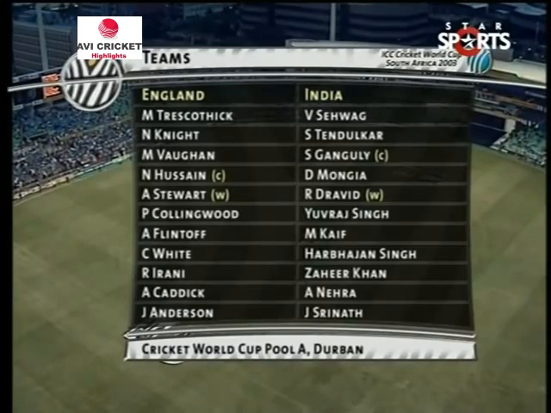For England, Trescothick, Knight, Vaughan, Hussain, Stewart and Collingwood the main batsmen. The all-rounders Flintoff, White and Irani. Irani playing instead of Ashley Giles from the side that played at Cape Town the other day. And then Andy Caddick and James Anderson. So those are the teams. Let's see what happened in the Indian innings.